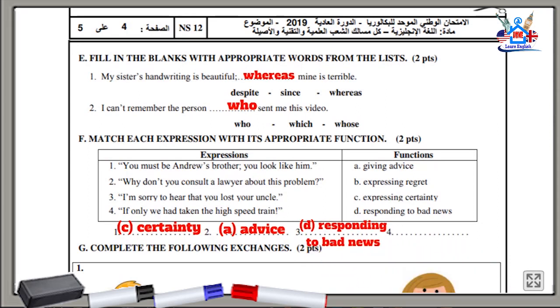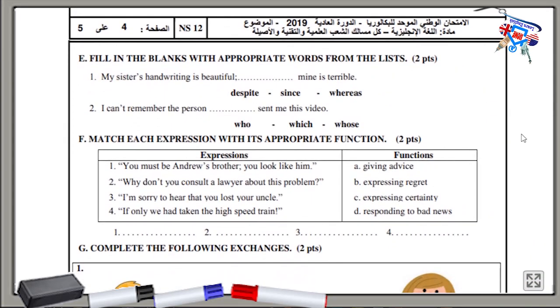Number 4. If only we had taken the high-speed train. If only. Which expression is this? What does it express? It expresses regrets in the past. Good. Okay, let's move to exercise G.